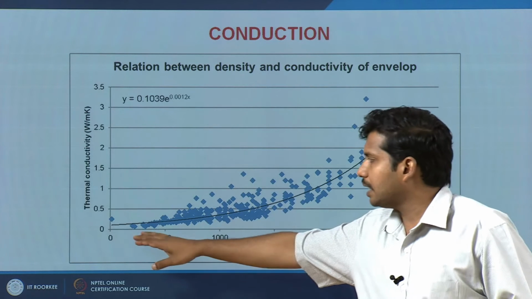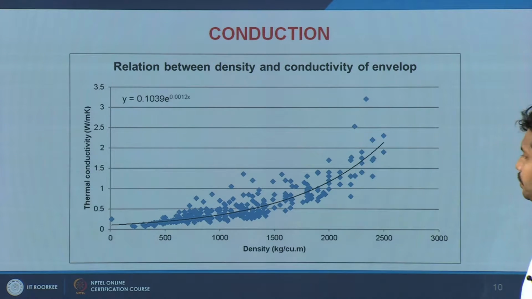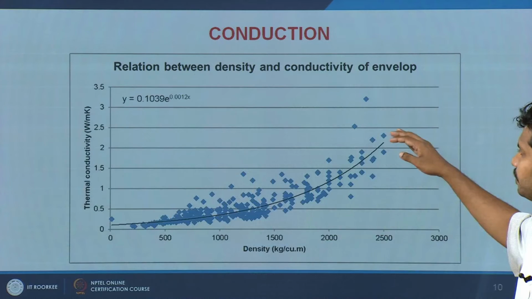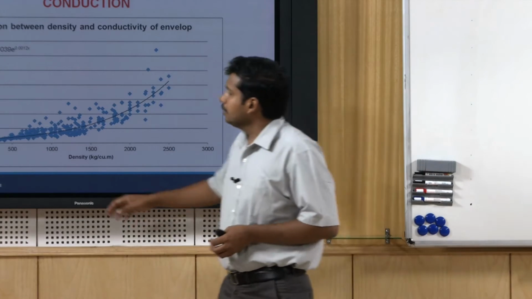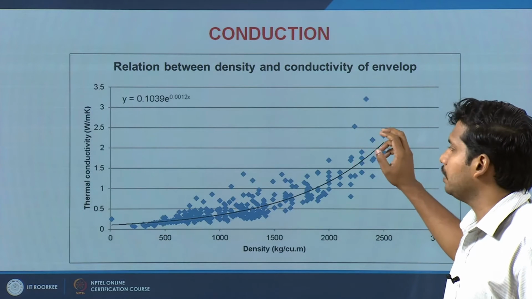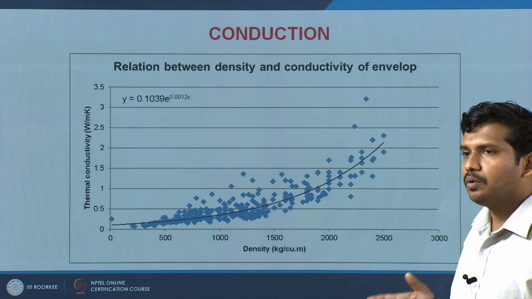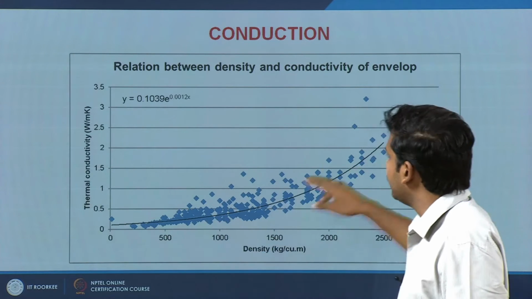It starts from very low density material like glass wool or insulation material, and it goes as high as 2500 kg/m³, thick dense concrete kind of material. I have taken different density materials which are commonly used for building envelopes. It can be solid opaque structural material versus insulation material, from one end to the other end.